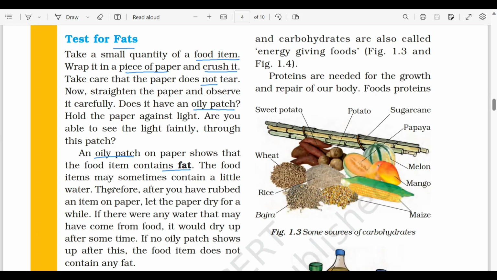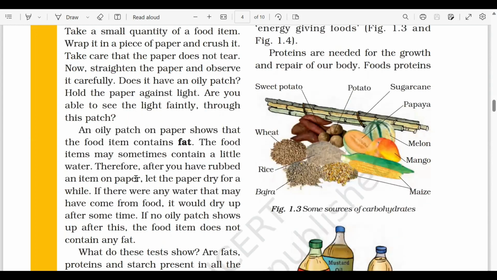Now you can also say that different food items contain water too, this could be water. So if there is such a confusion, we will leave this food item paper to let it dry for a few minutes. Now if after the paper dries, it still shows that oily patch, it means that this food item contains fat. Okay, so this is how we detect the presence of fat in the food item.